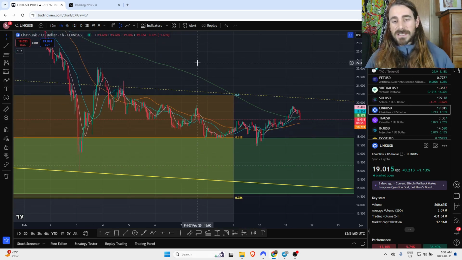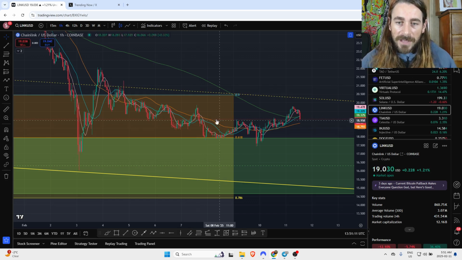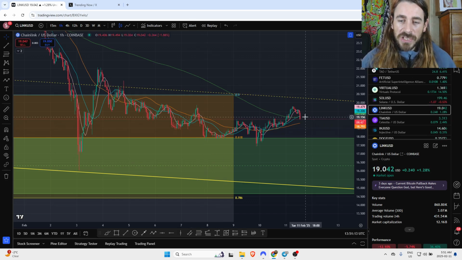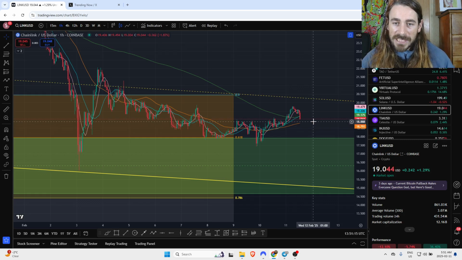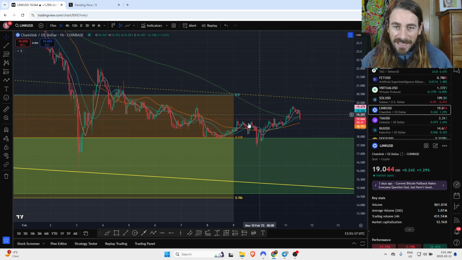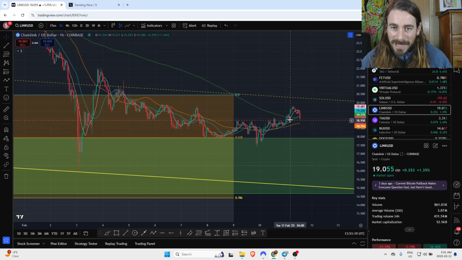I don't just use Fibonacci levels. I use Fibonacci levels with other levels of support. The more support that you can stack in your favor, the more likely that a trade or a trend plays out the way you expect. Again, though, looking at Chainlink, it's reversing that structure, but we might lose this low.